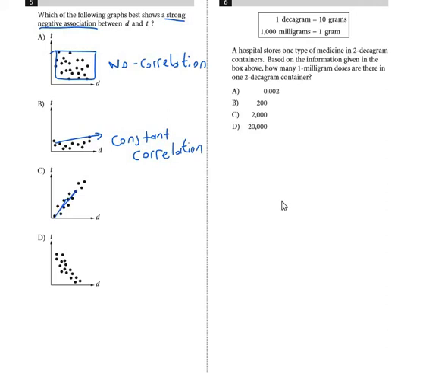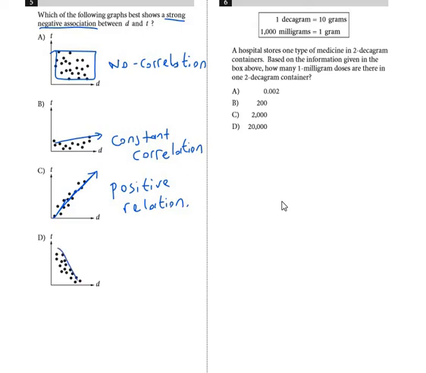Here, both are increasing. As D is increasing, T is also increasing. So this is a positive relation or positive correlation. It is like as the temperature is going higher, the ice cream sales are going higher. If two variables are going in the same direction at the same time, if they are increasing at the same time, or if they are decreasing at the same time, this is a positive relation.